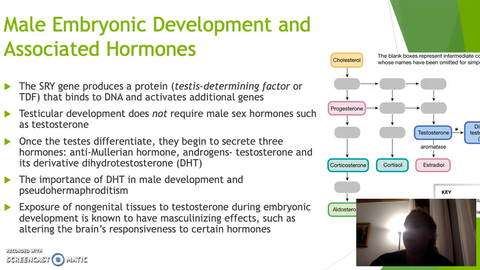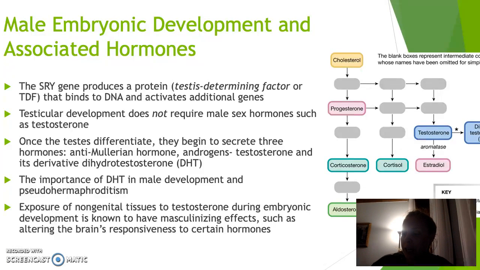In male embryonic development, the SRY gene produces the protein testis-determining factor, or TDF, that binds to DNA and activates additional genes, which include SOX9, Wilms tumor protein, and steroidogenic factor. The protein products of these and other genes direct development of the gonadal medulla into the testes. Testicular development actually doesn't require male sex hormones like testosterone, as most of us would think it does. The developing embryo cannot secrete testosterone, in fact, until after the gonads differentiate into the testes.